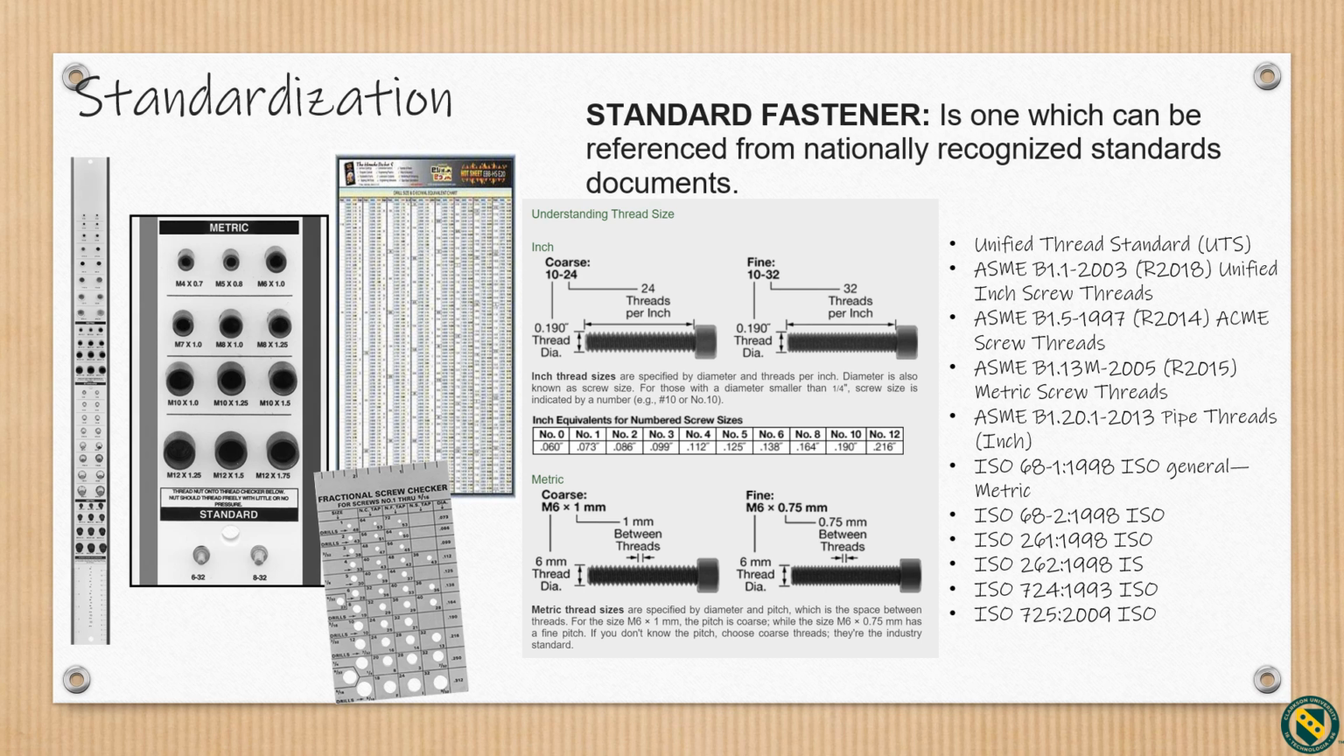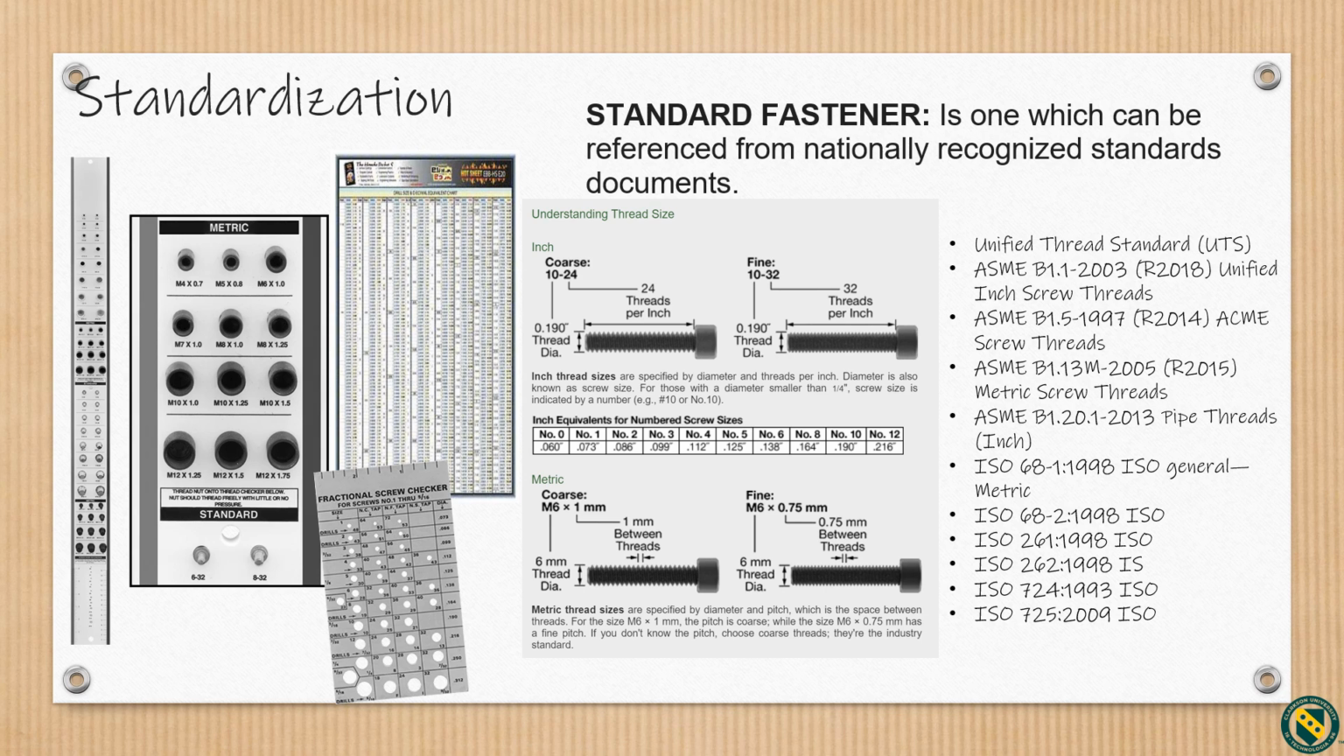Inch thread sizes are specified by a diameter and threads per inch. Diameter is also known as the thread size. For diameter smaller than 1/4 inch, screw size is indicated by a number as shown in the table. Pictured at the top, we see examples of size 10 socket cap screws. They have a 0.190 inch diameter. These threads come in coarse 10-24 and fine 10-32 threads. 24 and 32 correspond to the number of threads per inch.